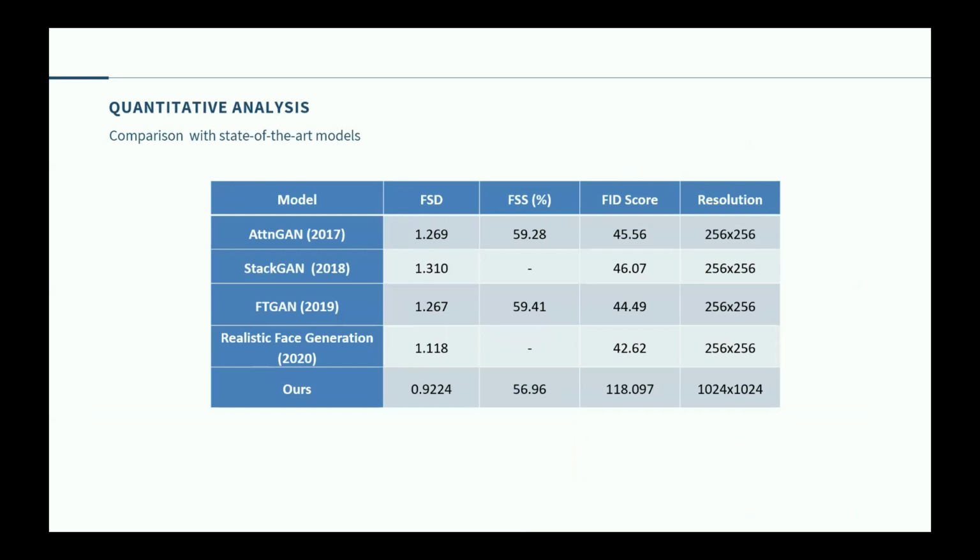And then looking at the results in a quantitative aspect, we compared this with the other state-of-the-art models. With our model, we generated images of 1024 by 1024 in resolution, unlike the other models. And we achieved a fit score of 118.097, but because of the changes in resolution, we cannot directly compare the fit scores. And for the face semantic similarity, we could go up to almost 57%, which is close to the face semantic similarity of other models, and low for semantic distance of 0.92.